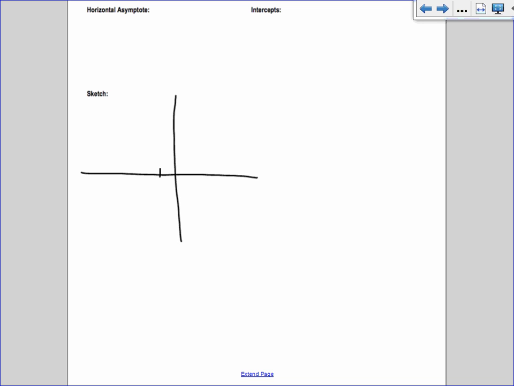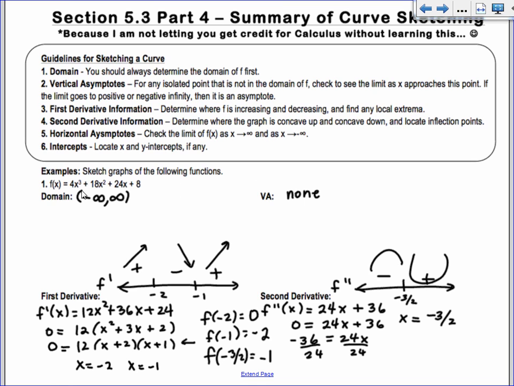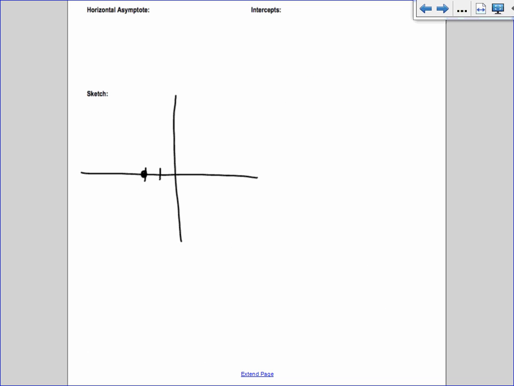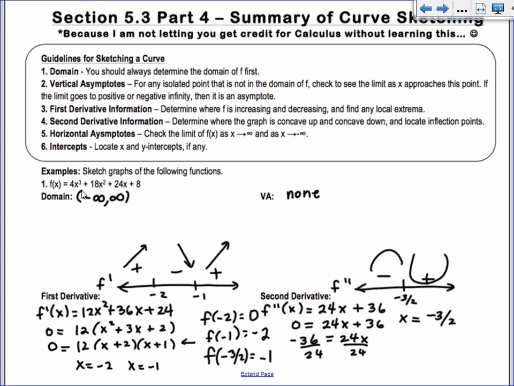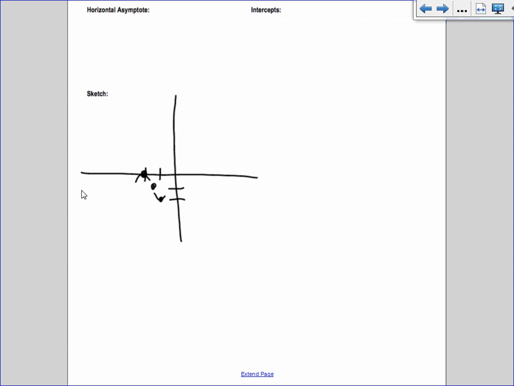And we had -2, comma 0. And that was a max, right? So I'm going to do like a little bump there, so I remember that's max. And then I have -1, comma -2. And that was a min. And then between them, right, at -1.5, comma -1, I have a point of inflection. So on my graph, I'm just going to do like a little star or something, so I remember that's a point of inflection.